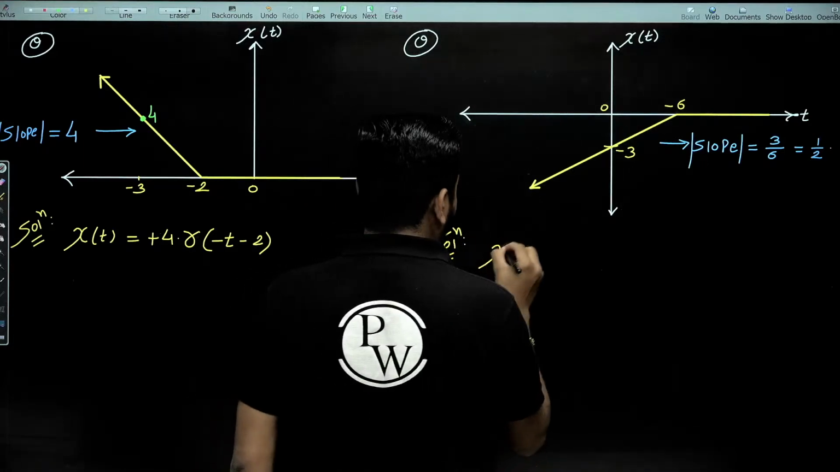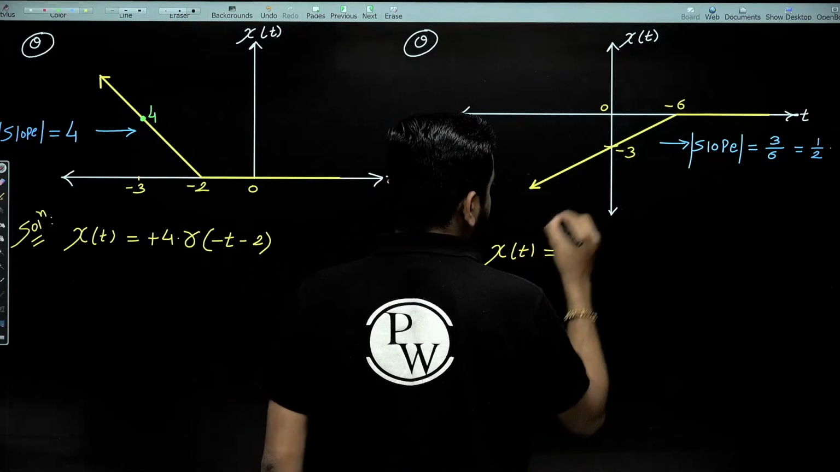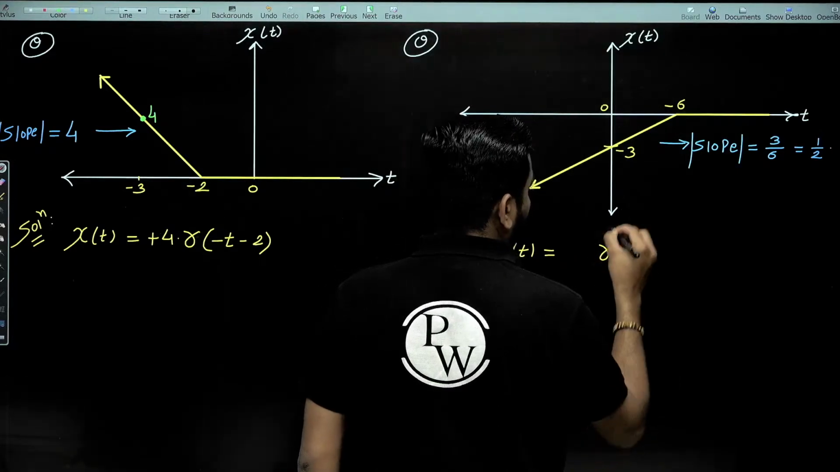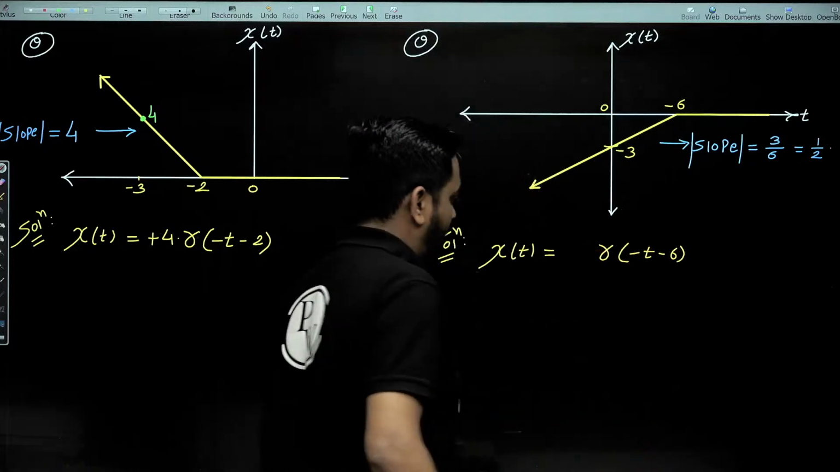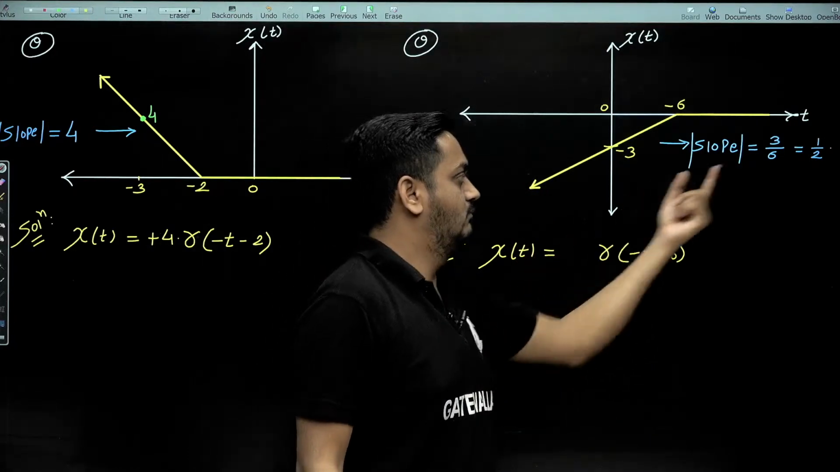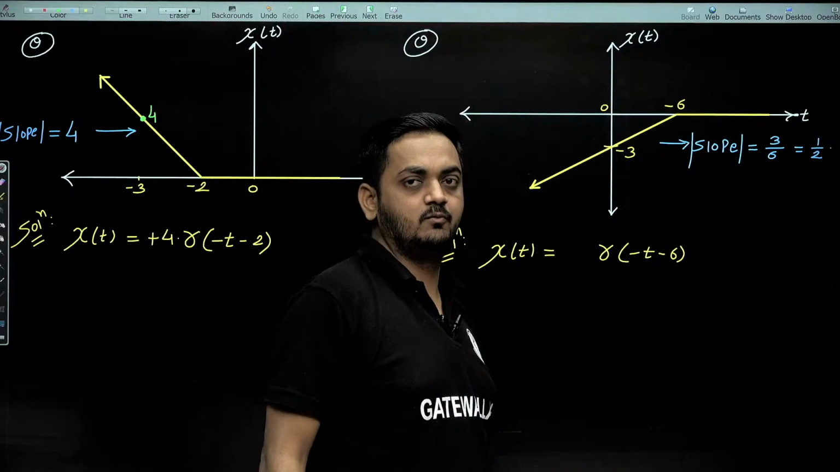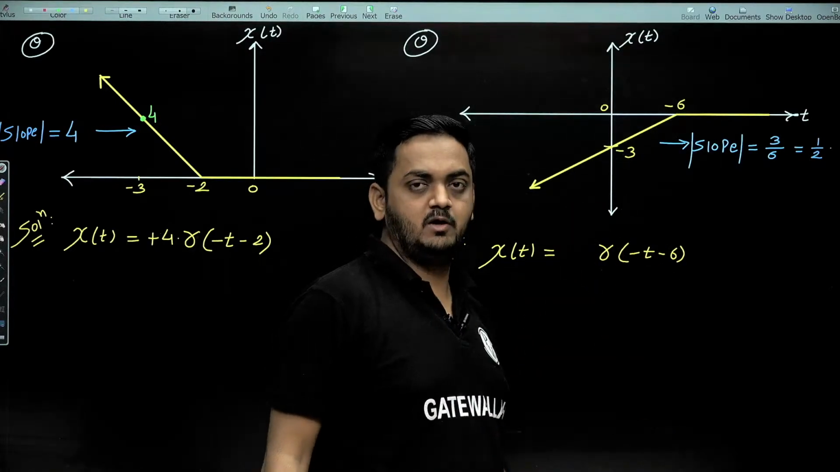So here x of t is equal to a ramp function, because it is a linear ramp. So r of the left hand side signal, -t, same sign, that is -6. Now here what do I have to write, guys? -1/2 or +1/2? -1/2 or +1/2 will come into the picture.